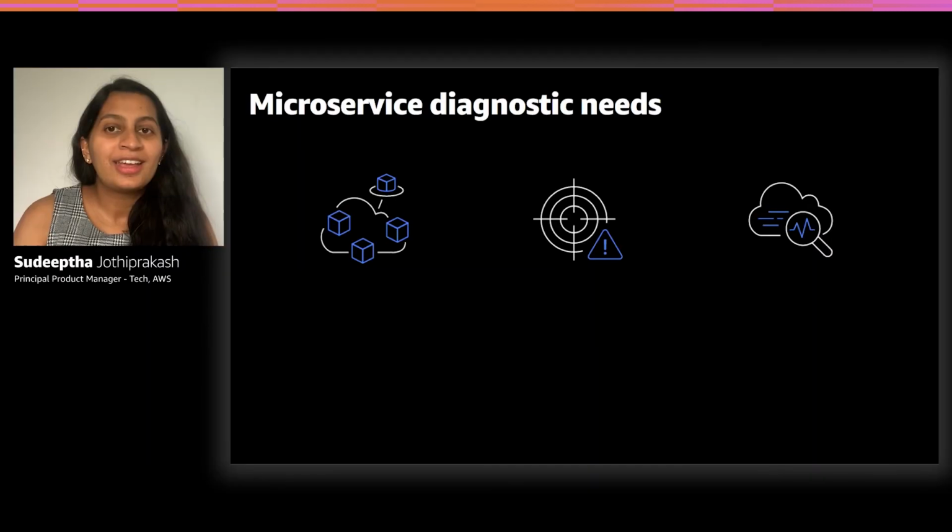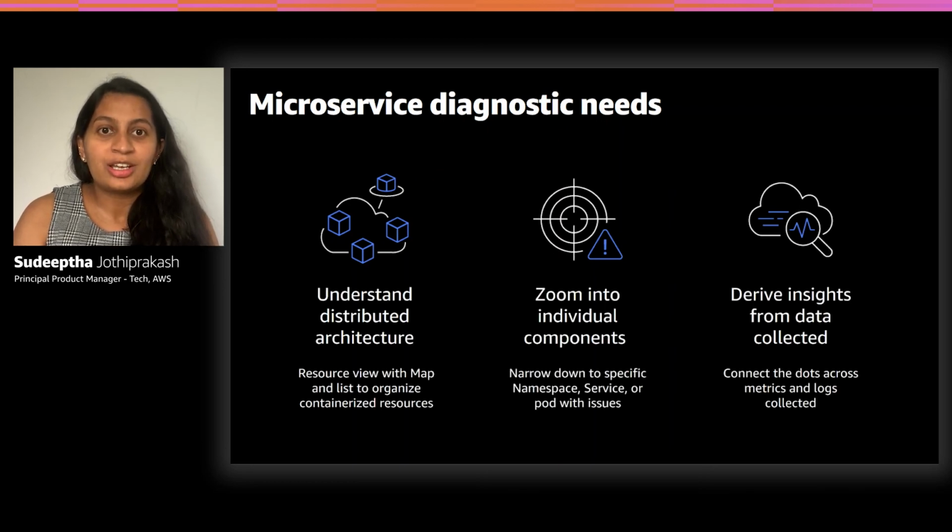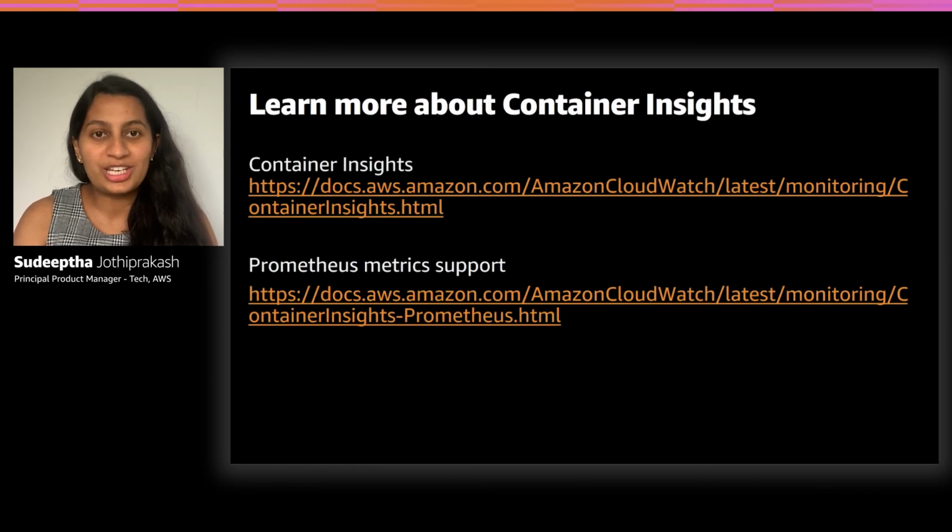That concludes this demo. In summary, we'd like to speak about the few tools that help you with the diagnostic needs of microservice-based environments. First, in order to understand distributed architecture, you can now use the resource view with map and list to organize containerized resources. You can zoom into individual components, narrow down to specific namespaces, services, and pods to zoom into issues. And finally, you can derive insights from collected data and connect the dots across metrics and logs that are collected from your containerized environments.